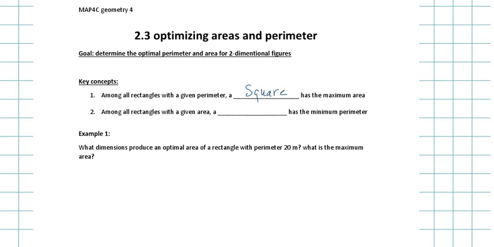And then among all rectangles with a given area, again, a square would give you the minimum perimeter. Guys, remember that there's always something given to you. They either give you the perimeter and then you have to maximize the area, or they give you the area and you have to minimize the perimeter. As I said earlier, I'm not going to do example 1 and 2 because they're exactly similar to what we just finished.